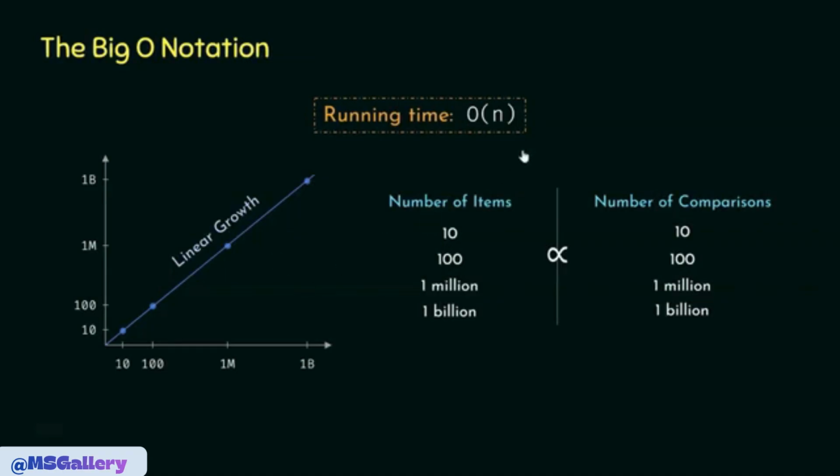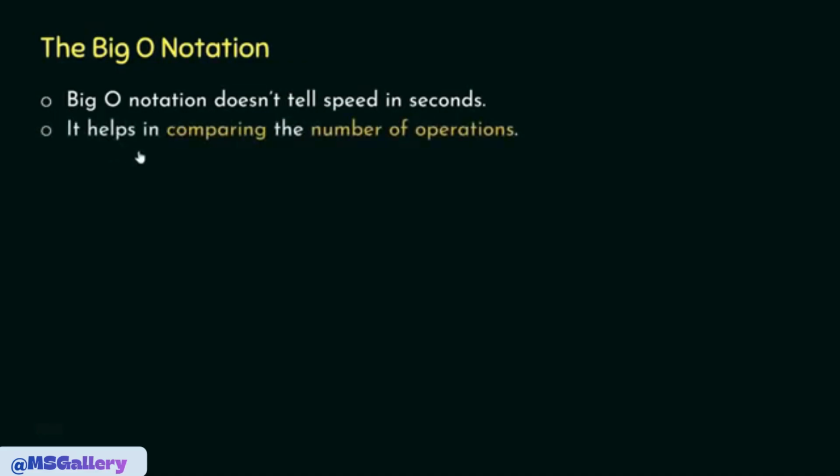But why haven't I mentioned time in seconds? Here I have written running time is Big O of n, which means the growth rate is linear. But I haven't mentioned the time in seconds. The reason is pretty simple. The Big O notation does not tell speed in seconds. It helps in comparing the number of operations. So it tells the number of operations, not the speed in seconds.